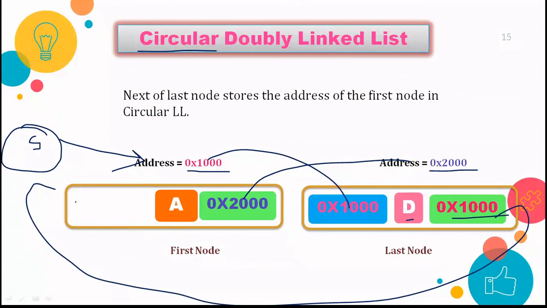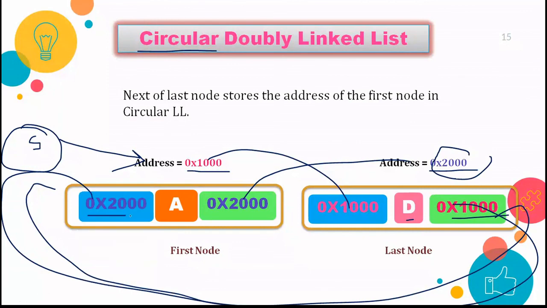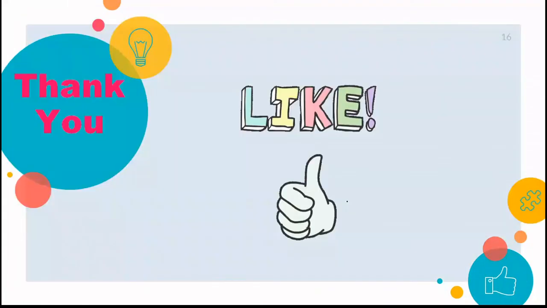And similarly, this is going to store the address of the previous node. And as this is circular, it will point to the address of the previous node. And what is that previous node? This is your previous node because it is circular in nature. So it will contain what? 2000. That is the address of the last node.